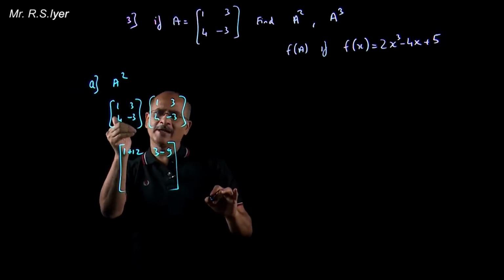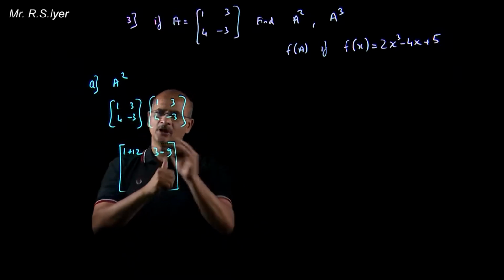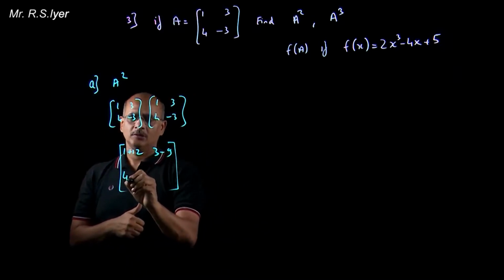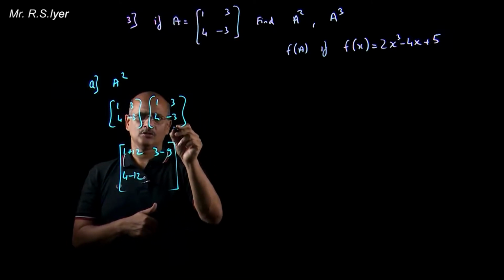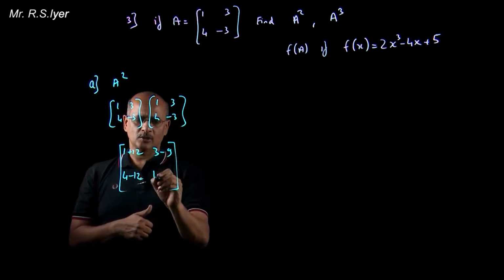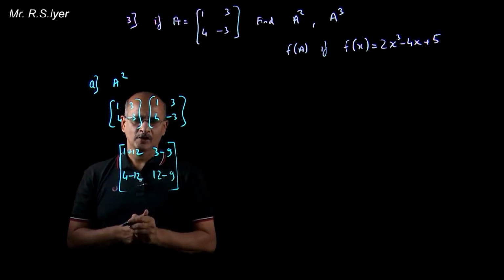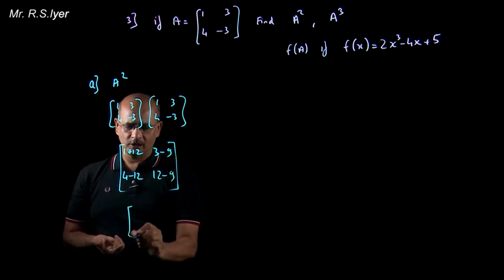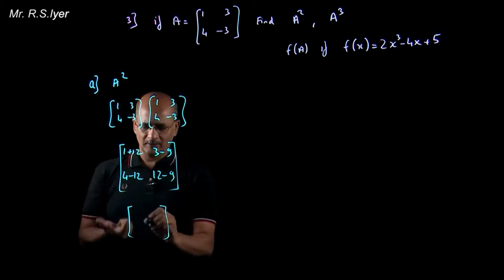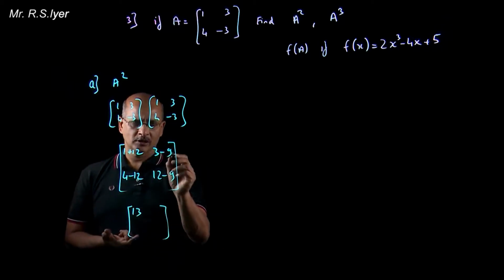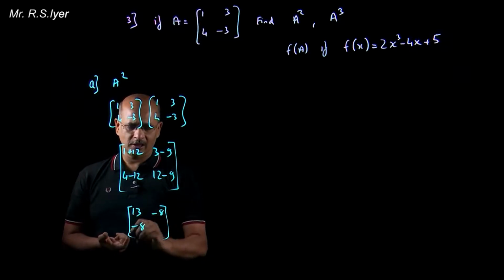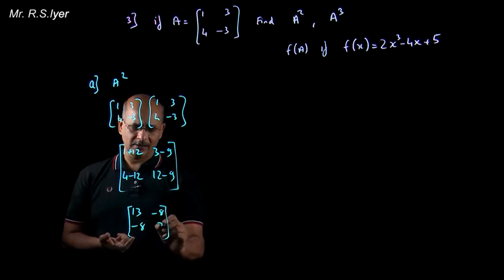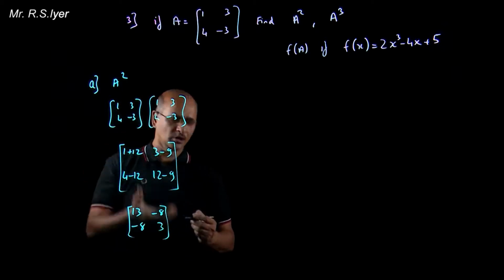Similarly, multiply the second row with all the columns of the second matrix. So 4 ones are 4 minus 12. Second row, first column, second row, second column. So 4 threes are 12 minus 9. So finally what happens, children, over here, if you look at this, it is 12 plus 1, that is 13, 3 minus 9 is minus 8, 4 minus 12 is minus 8, and 12 minus 9 is nothing but 3. So I got A square, children.